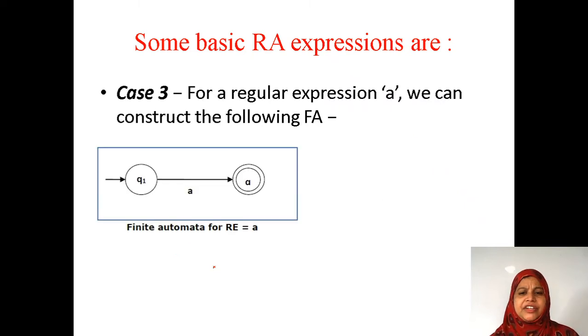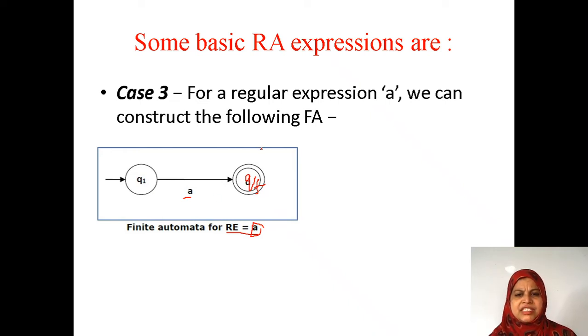Third, if any regular expression consists of only one input symbol, for example my regular expression is A. Then first we have to take one initial state Q1, then A, then QF, the final state. See here, one arc is there, consisting of the A symbol. Why? Because our regular expression is A, that is the reason we have to take A.